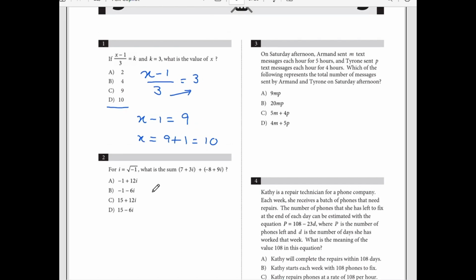For the second one, what's the sum? Here's a complex numbers calculation. 7 plus 3i. I will remove these brackets. Minus 8 plus 9i. We can add these 2 and these 2. 7 minus 8 is minus 1. 3i and here 3 plus 9i, minus 1 plus 12i.